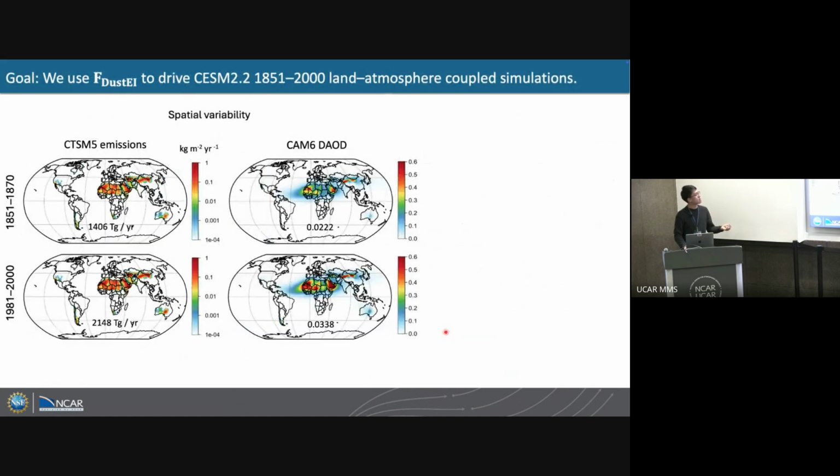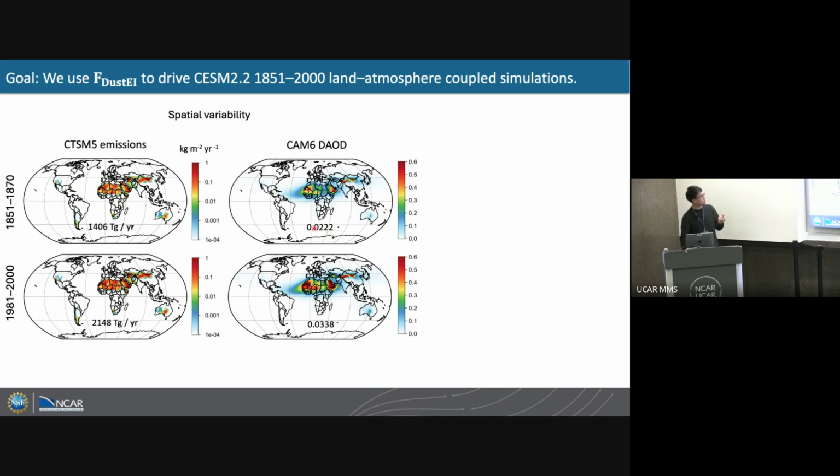And so what's interesting here is that we are trying to put this data set into CTSM5 and try to drive a historical 1851 to year 2000 land atmosphere coupled simulation. And so this is basically prescribed emissions. So CTSM5 is not simulating dust actively, mechanistically, but it's just taking prescription of dust emission from DustCOMM. CESM6 dust AOD is being actively simulated. So we have active simulation in CESM6.